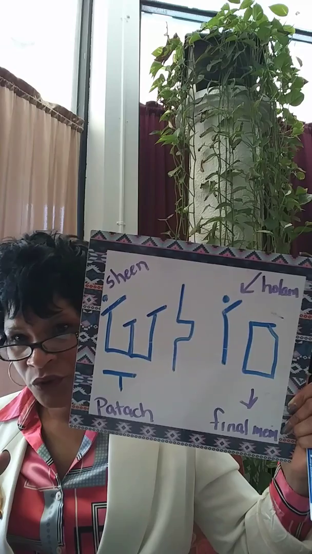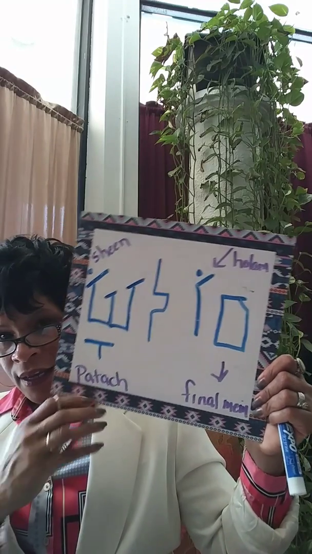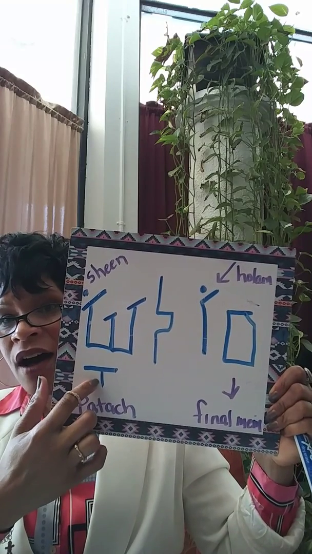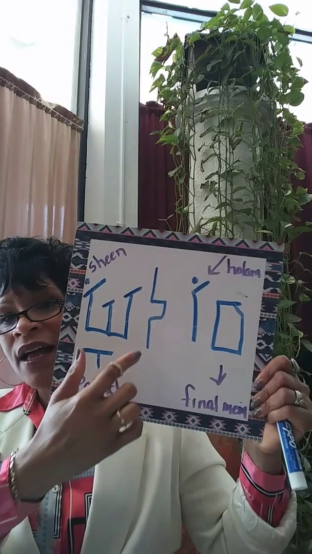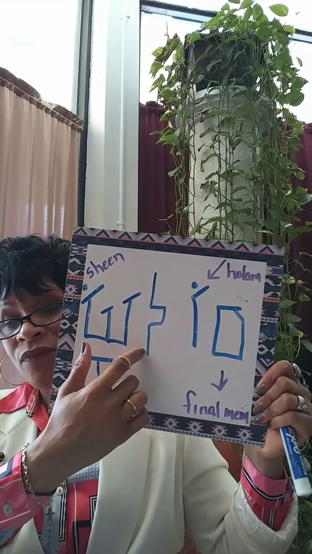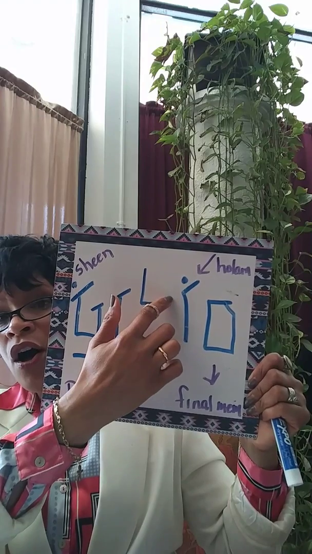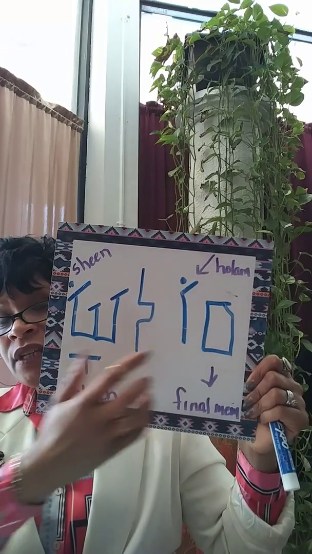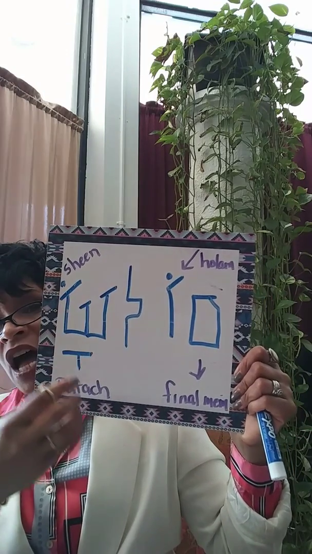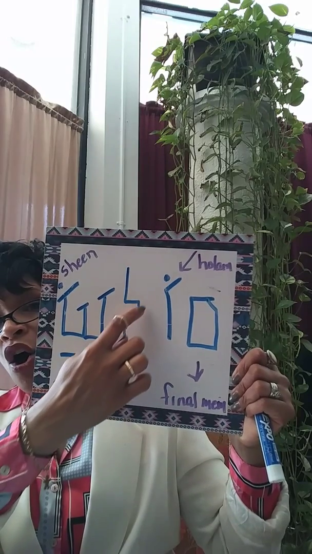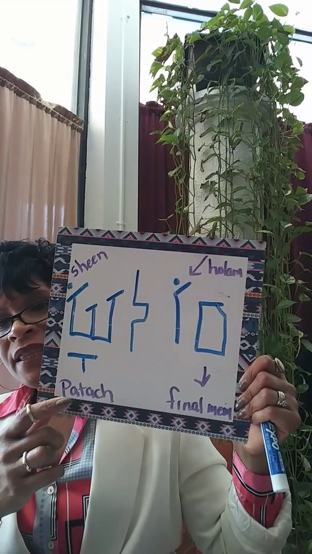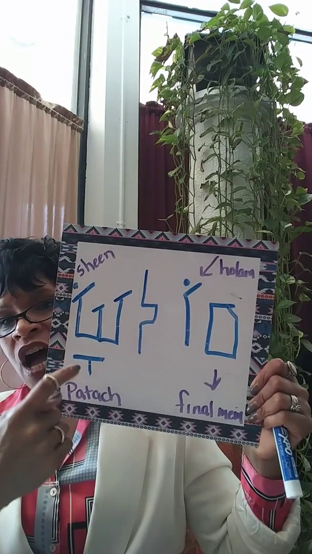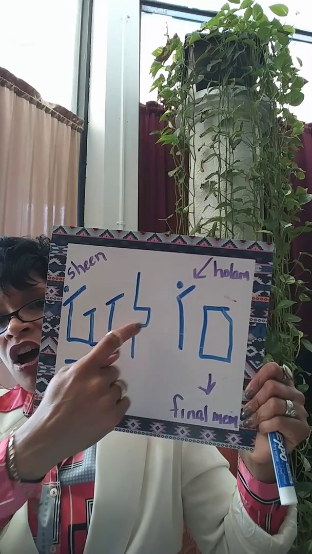We always want to do stuff too quick. All right? Shh of the sheen. Ah of the patah. L of the lamed. O of the holam. And m of the mem. So let's pronounce it. Shh, ah, la, o. Just worry about the sound before you try to worry about putting it together. Shh, ah, l, o.